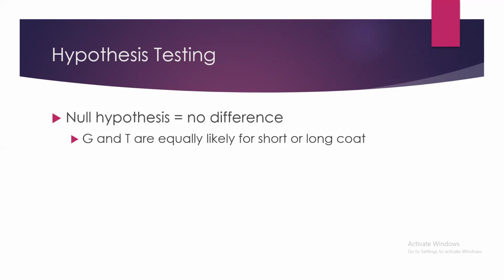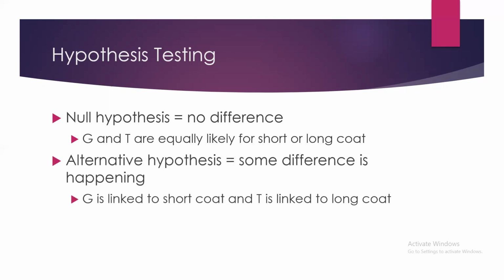A null hypothesis says there's no difference. In this case, that G and T are equally likely for short or long coat. The alternative hypothesis is that there is some difference actually happening here. So it would be saying like G is linked to short coat or T is linked to long coat. These are just example ones.